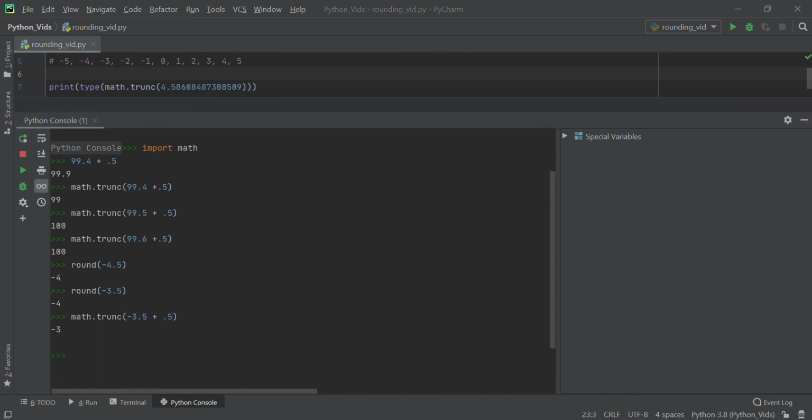Okay, so that's actually it for today's video, which covered the round function that's built in, as well as a few functions in the math module, math.ceil, math.floor, and math.trunc for a variety of different ways and tricks to round.